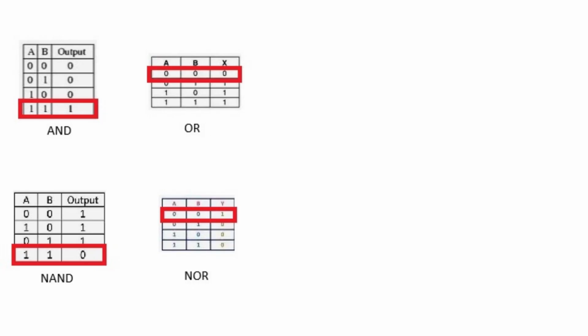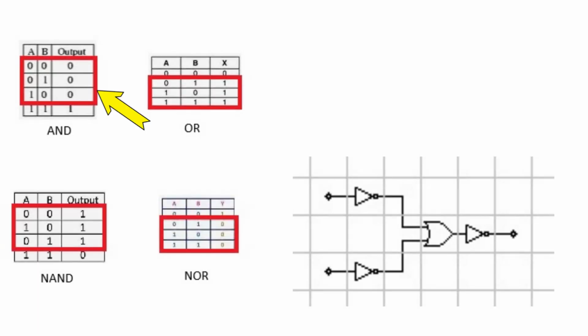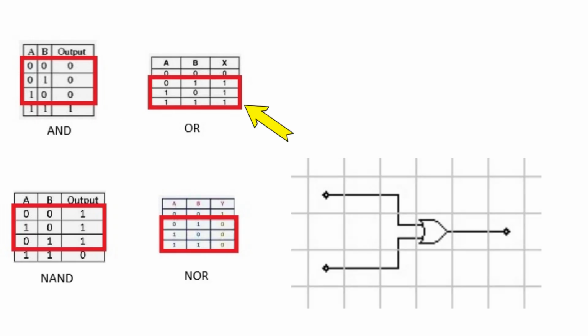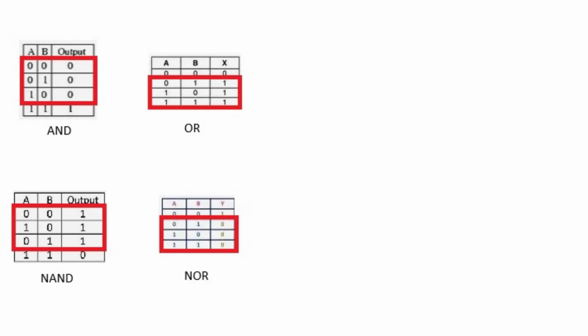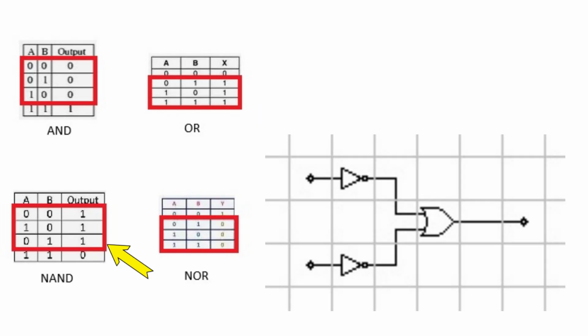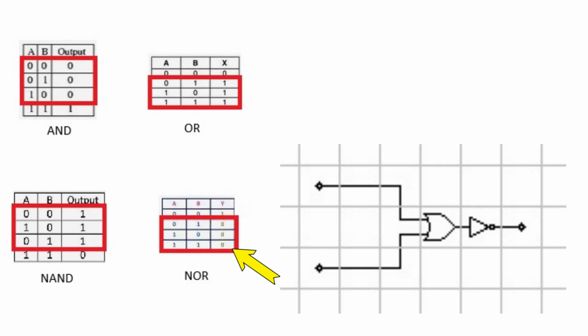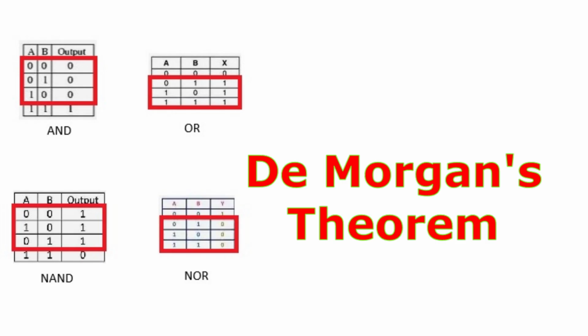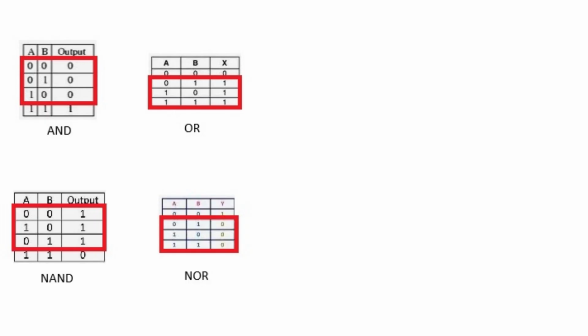But what about OR gates? For an AND gate, the output is low if either input is low. For an OR gate, the output is high if either input is high. For a NAND gate, the output is high if either input is low. For a NOR gate, the output is low if either input is high. What we are seeing here is called De Morgan's theorem. So it's pretty simple to create any gate using only diode OR gates and inverters.